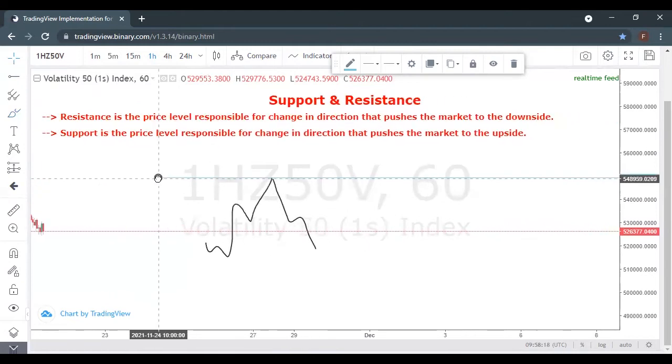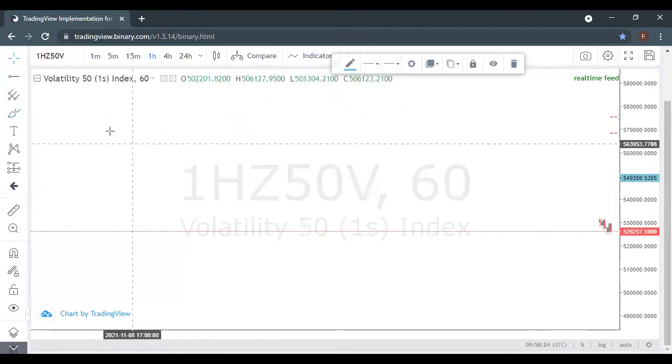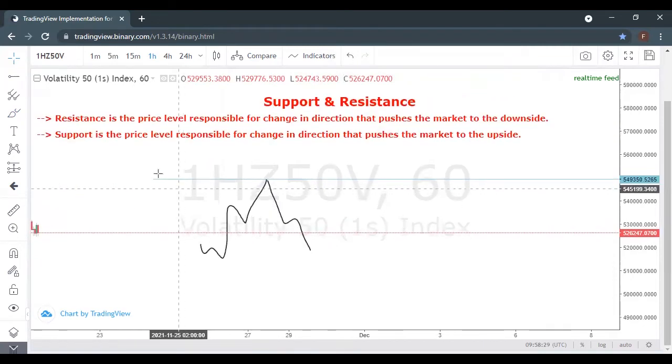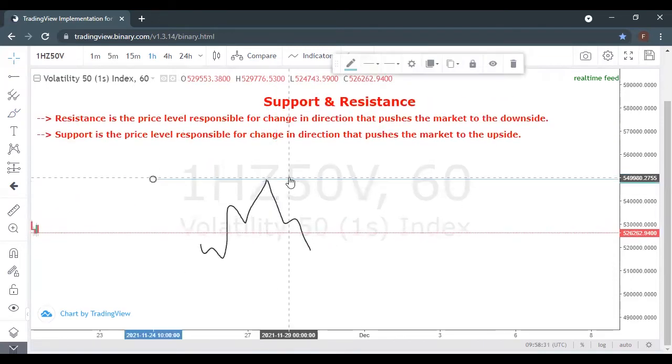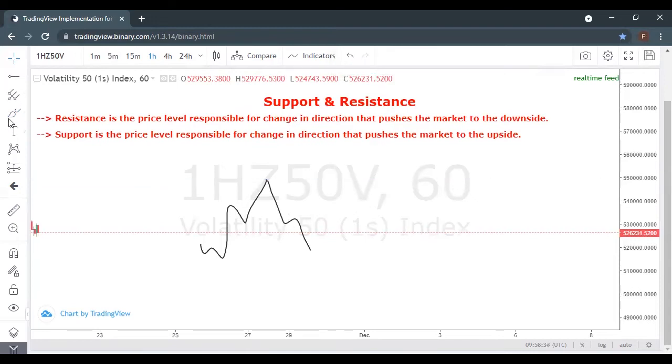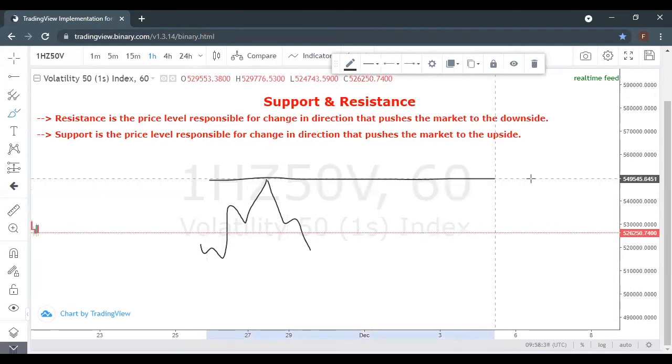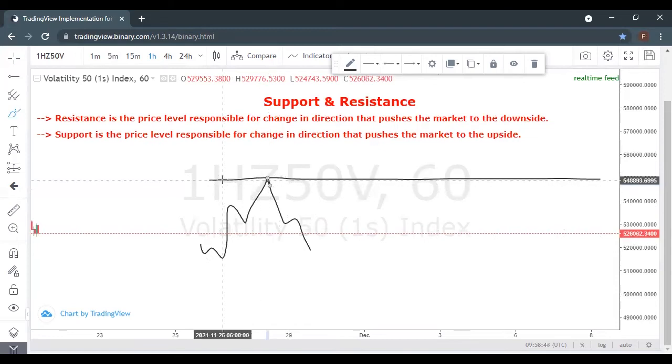Let's say the market is going to be rejected. Let me just use the drawing tool. Okay, I'm sorry about that. Let's say we have this price level where the market is being rejected. We say that this is a resistance. This is a level of resistance because the market is being forced to change its direction.